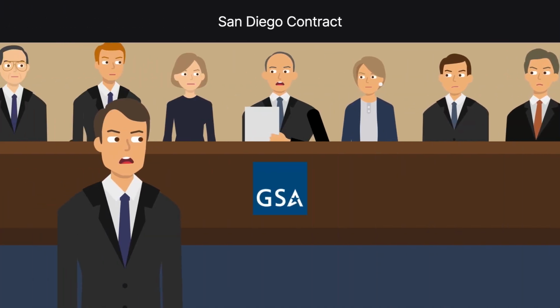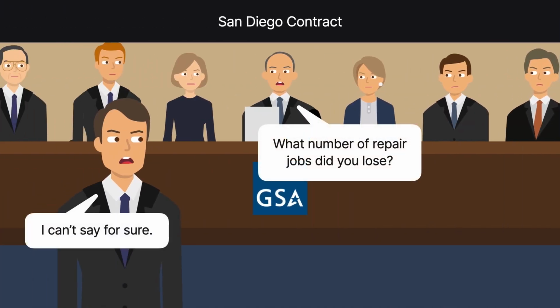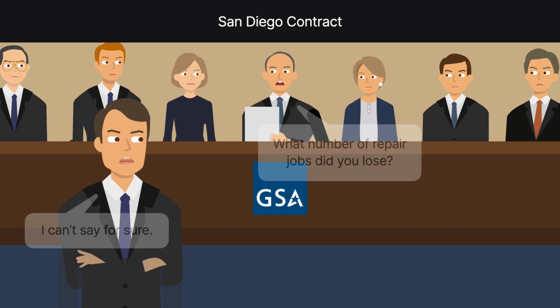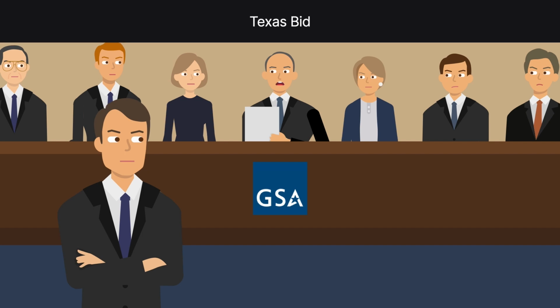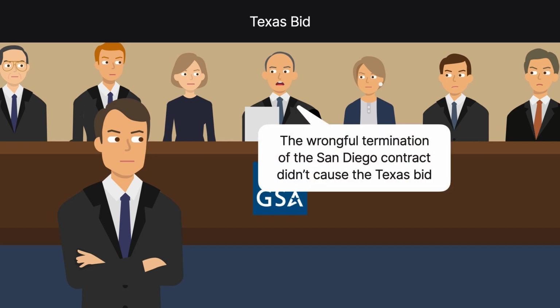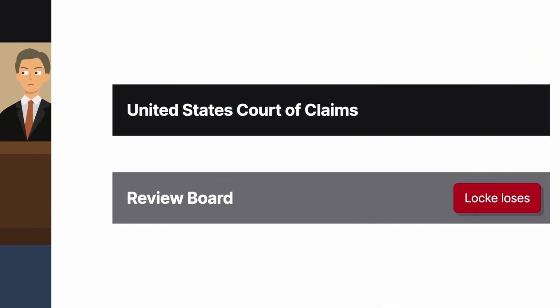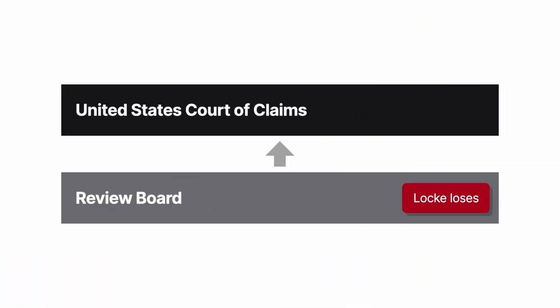There was no way to prove how many repair jobs Locke had lost due to the contract's early termination, if any. Because Locke's damage amount was uncertain, the board didn't award Locke any damages for the government's contract breach. For the Texas bid, the board ruled that the evidence unrelated to the wrongful termination of the San Diego contract supported the government's rejection, and thus that the rejection had been proper. Locke appealed the board's decisions to the United States Court of Claims.